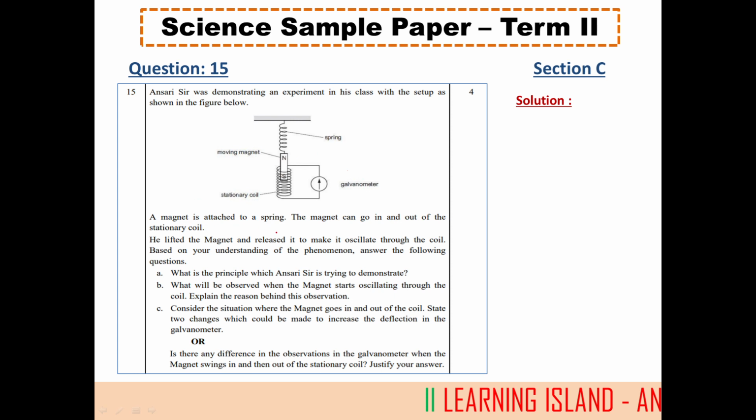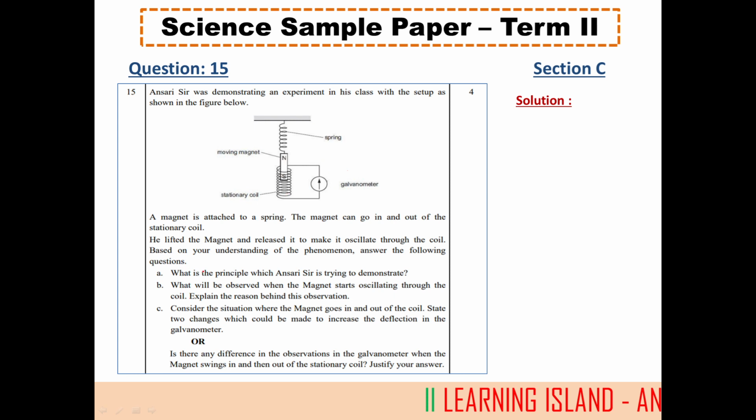The magnet is attached to a spring. The magnet can go in and out of the stationary coil. The coil is stationary. He lifted the magnet and released it to make it oscillate through the coil. Based on your understanding of the phenomenon, answer the following questions. When it moves inside this stationary coil, there will be a change in magnetic flux, and as per Lenz's law, an induced EMF is produced while the magnetic flux changes in the coil. So there will be current, so there will be deflection of the galvanometer.